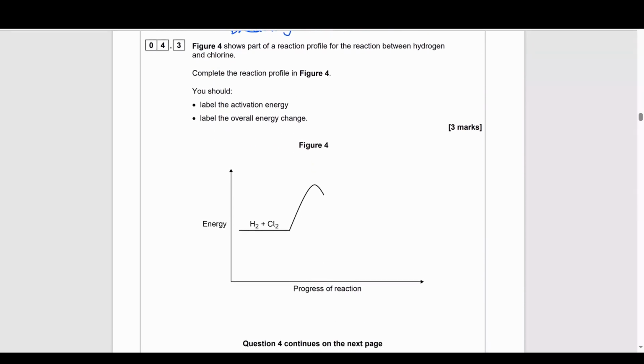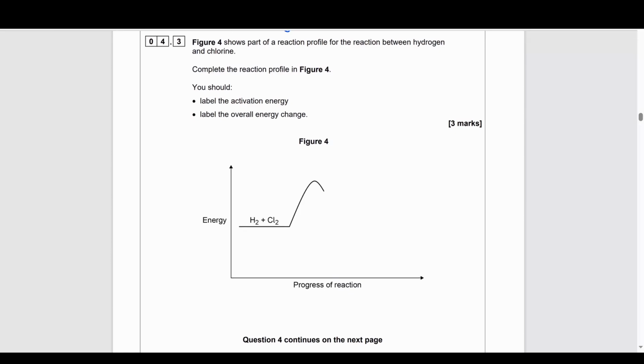(4.3) Figure 4 shows part of a reaction profile for the reaction between hydrogen and chlorine. Complete the reaction in Figure 4. You should label the activation energy, label the overall energy change. Right, so we need to complete this reaction profile. Well, first thing that we need to do, when we're thinking about reaction profiles, is identify, is it an exothermic or endothermic reaction?